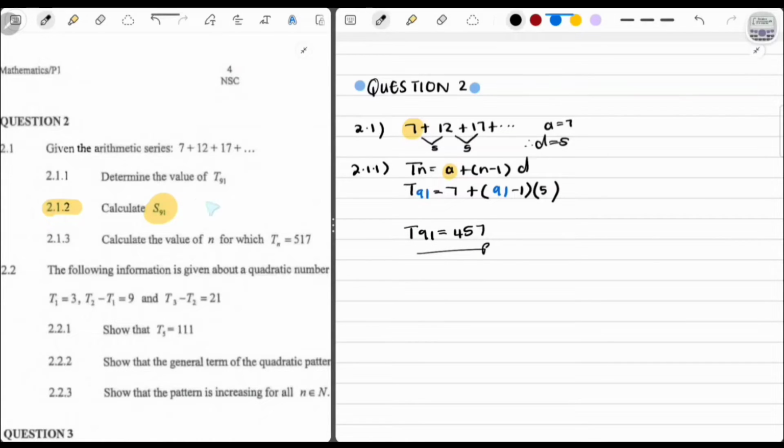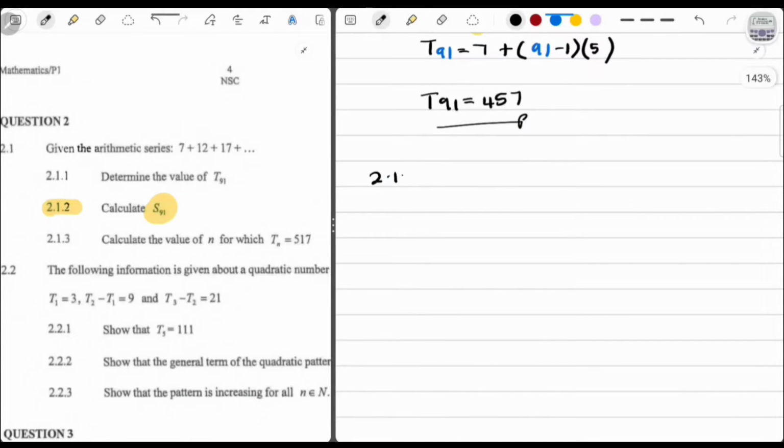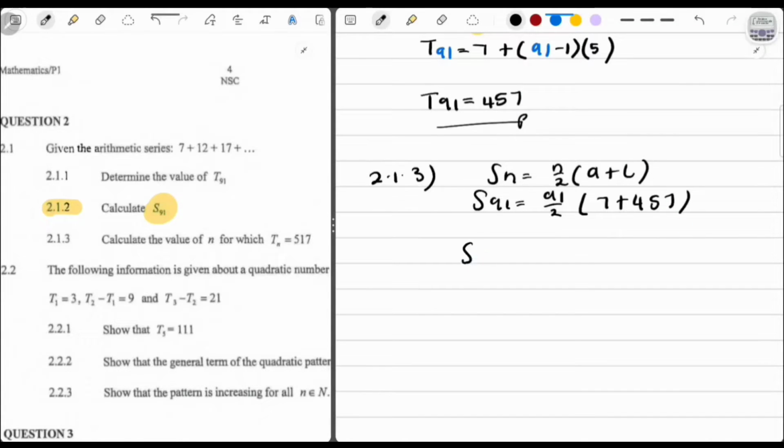Since they want us to find the sum of 91 terms, remember that they already told us to find T91. So this is the last term. We're going to use this formula, 2.1.3. We're just going to use Sn is equal to n over 2 multiplied by A plus L, because we already have the first term and we have the last term. So S91 is equal to 91 over 2, A is 7, plus the last term is 457. We found that. You can just go ahead and substitute that and let's see what we get.